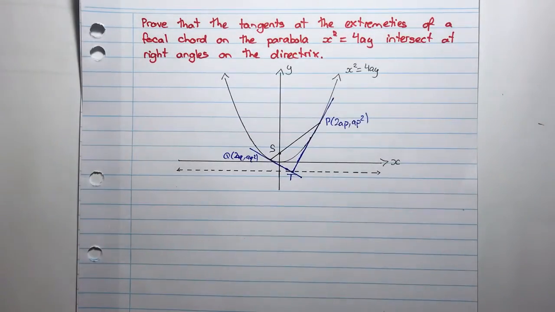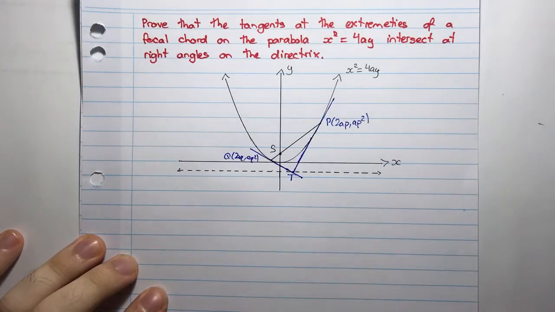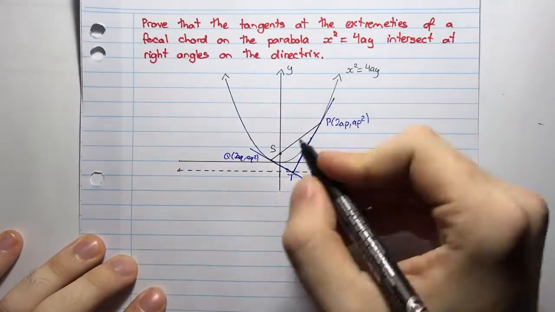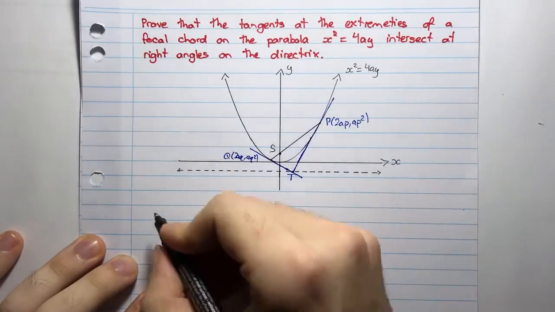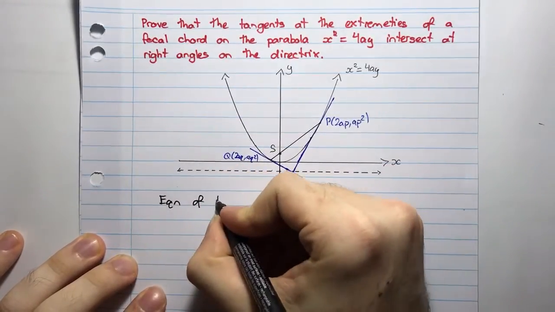Okay, so first let's get the coordinates of T. Again, the equation of the tangent has already been proved in a previous video. If this question came in an exam and you weren't given the equation of the tangent, then you'll need to derive that from first principles. But since this is just a video on YouTube, for educational purposes, I'm just going to quote the equation of the tangent.